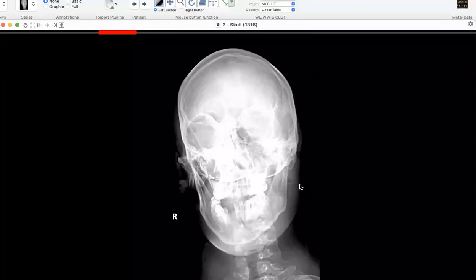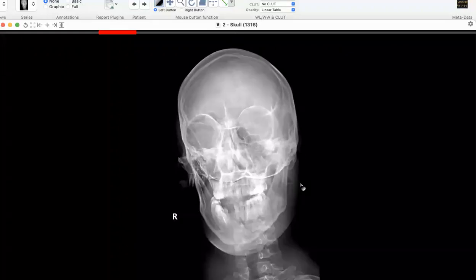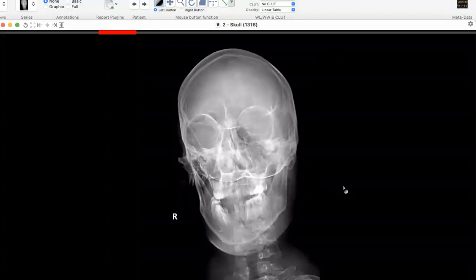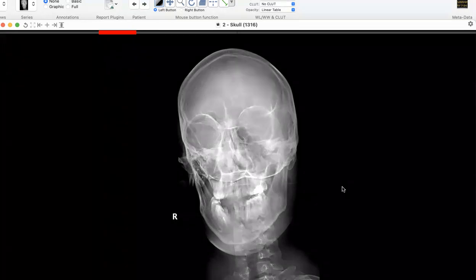Yeah, so this patient presented with trauma to the face. Okay. So I've been provided with the frontal X-ray of the skull. I can see there is a linear fracture at the left mandible, paramedial in location. And there is also some tooth lost on the right side of the mandible, lower jaw.